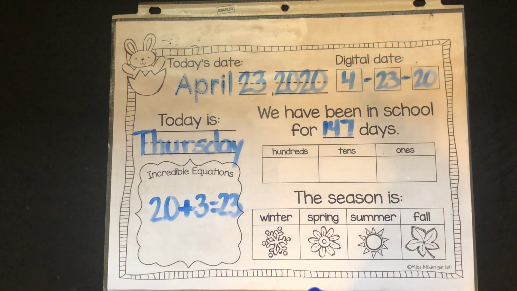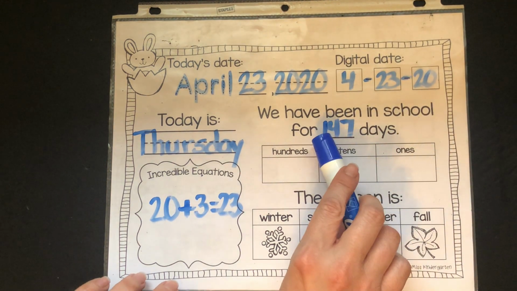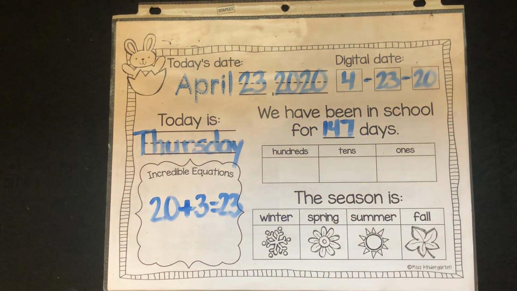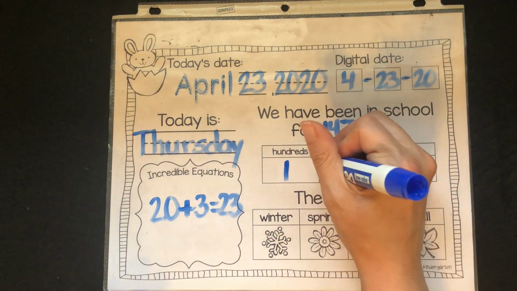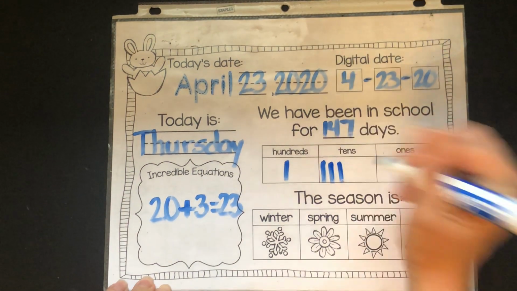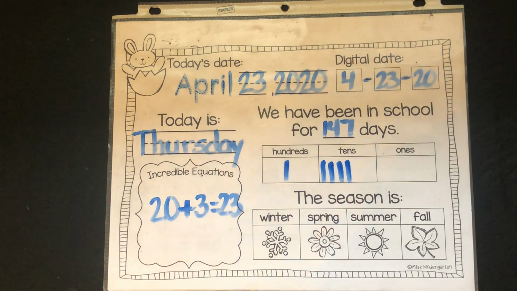Great job. Love bugs, let's use our squeaky voices. Here we go. Hundreds, tens, ones. How many are in our hundreds place? 1, we make 1 tally mark. How many are in our tens place? 4, we make 4 tally marks. 1 and up, 2 and up, 3 and up, 4 and stop.